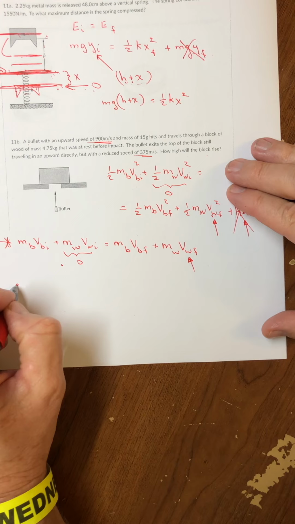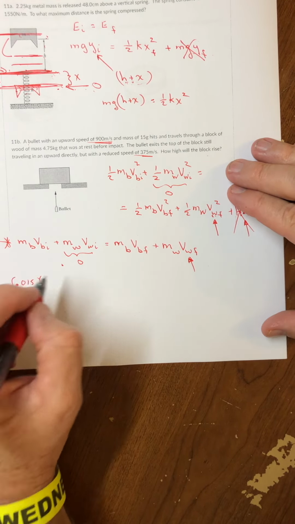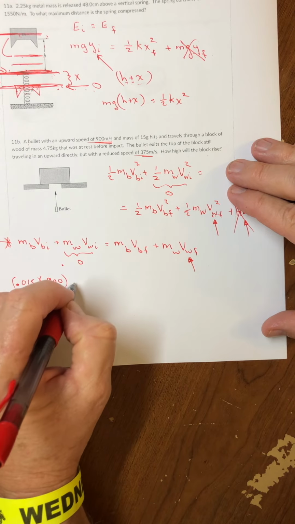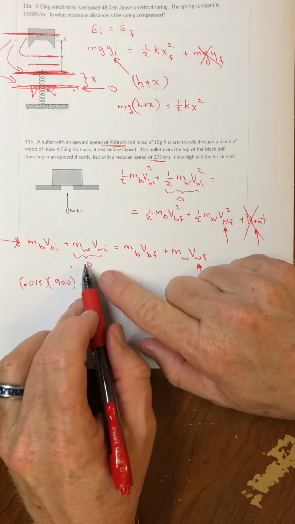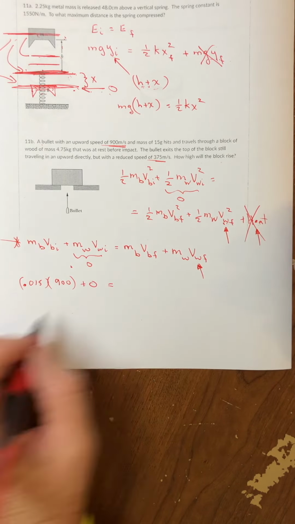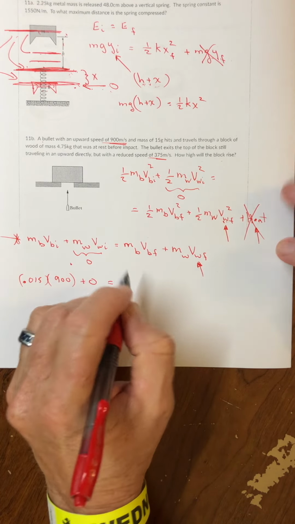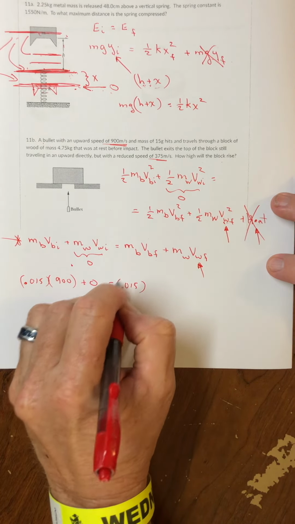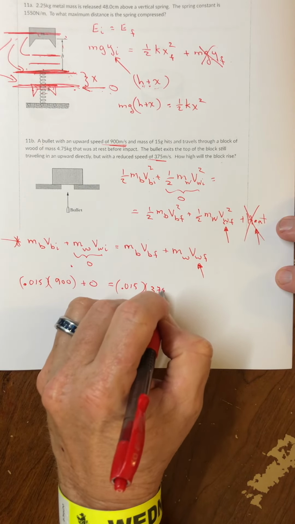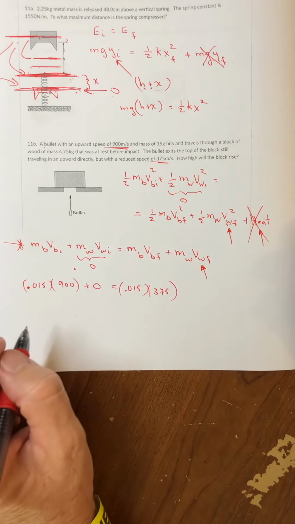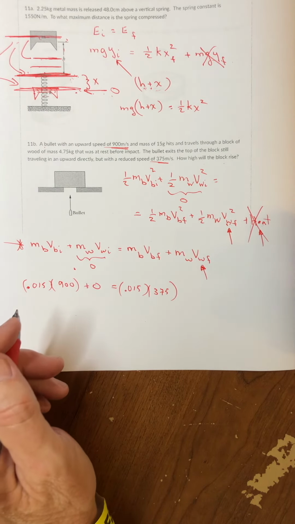So let me take the mass of the bullet, 0.015. And the initial velocity of the bullet, 900 meters per second. And just for completeness, I'll put a 0 for the initial momentum of the block. But then the mass of the bullet, or the new velocity, so the bullet still is our 15 grams, but it has slowed way down to 375, which is still over Mach 1. So I don't know if I'd say it's going slow, but it has slowed way down.